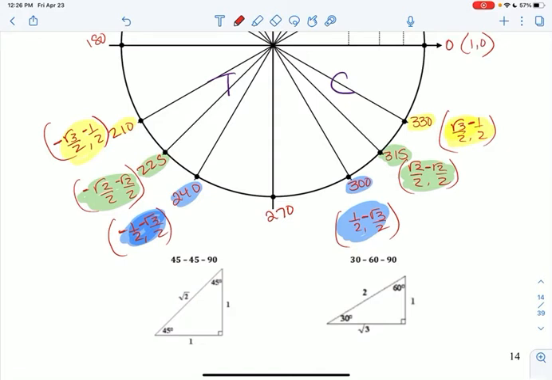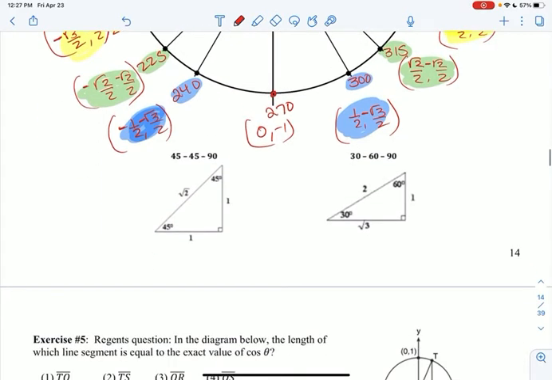And I have down here below also a picture of my 45-45-90 and my 30-60-90 if we wanted to get any of those values that we had. All right, and then the only one I need to fill in is 270. Well, the point right here is (0, -1). Okay, all right, let's see what we got.